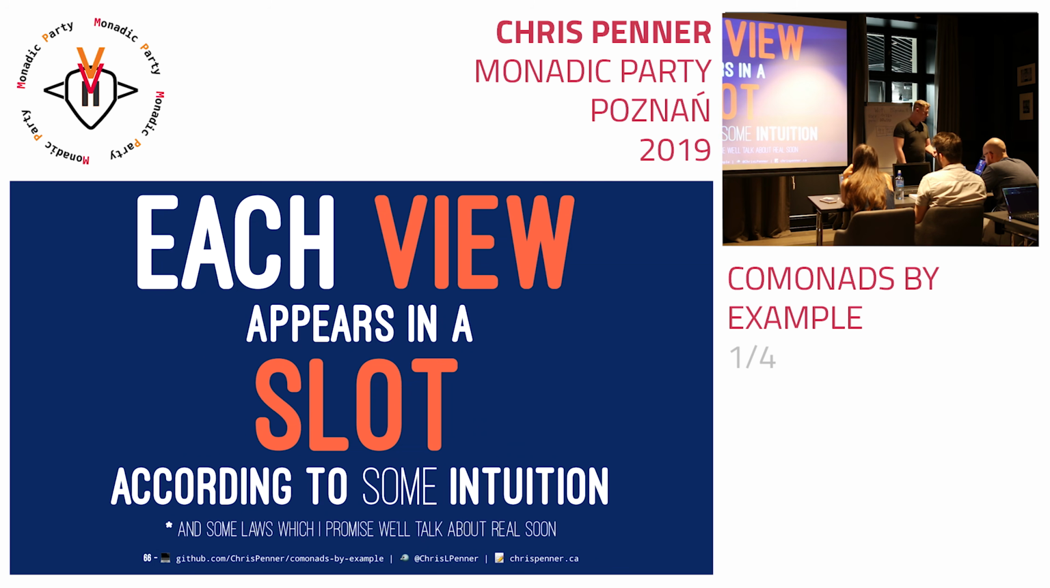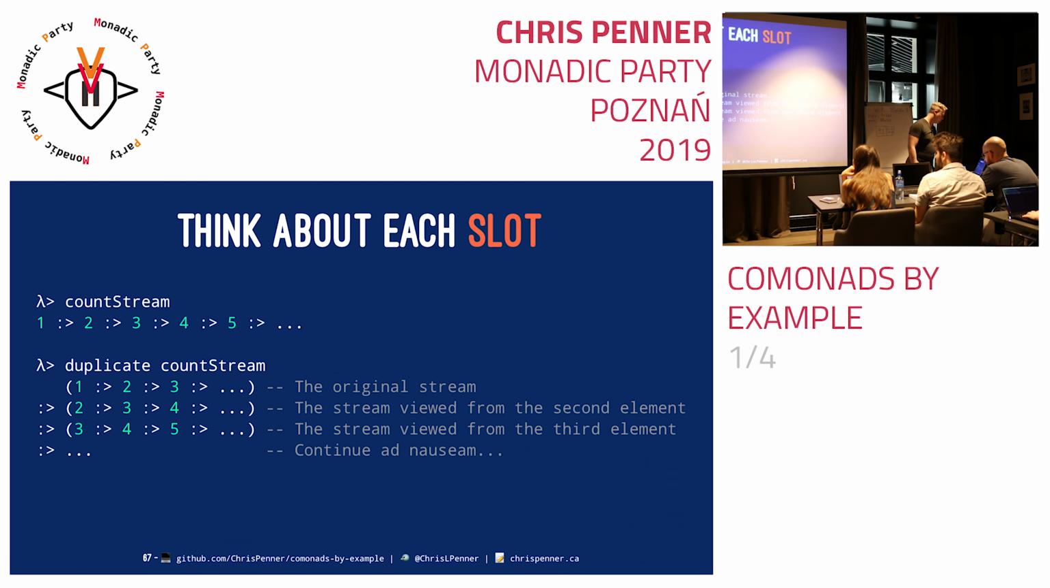So each view appears in the slot according to some intuition and some laws, which I promise we're going to talk about real soon. The idea is that each view of the structure that exists is related to some slot in that structure, one of those A's, and when we duplicate, it puts that view into that slot. Okay, super abstract. So we're going to get through some more examples yet.